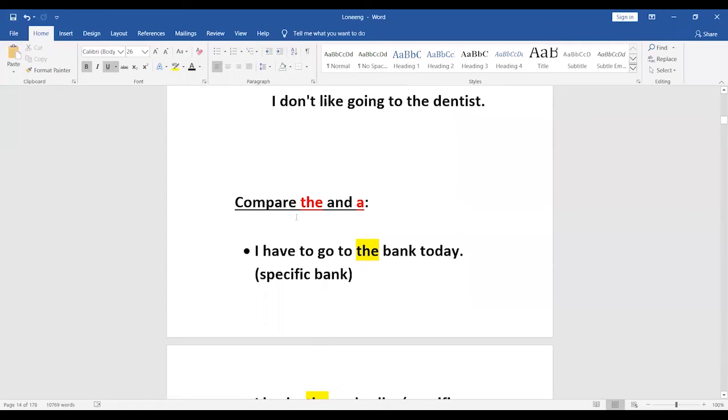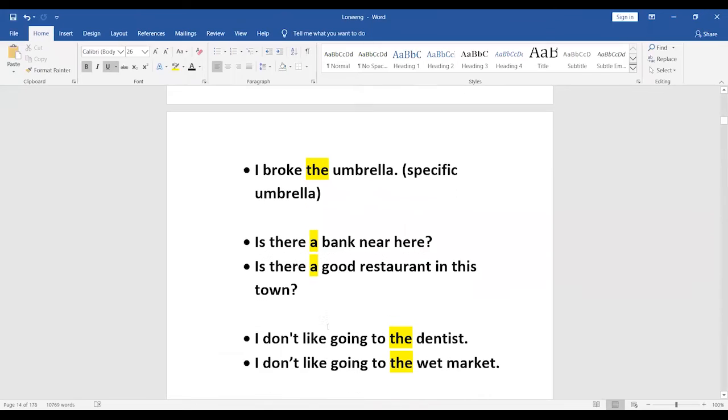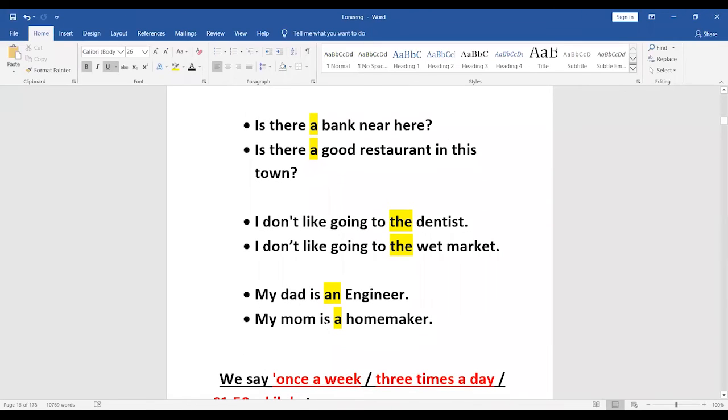When you need to compare "the" and "a": okay, I have to go to the bank today. Bank, very specific. But then if I say "I broke an umbrella," I've broken one umbrella, not a specific one. Now, if I want to inquire, "Is there a bank nearby?" Instead of saying near here, it's better to say nearby. I'm just inquiring on the road. "Is there a bank nearby?" Then I'm just asking for some random bank. I'm not being very specific which bank, but I'm just saying in general.